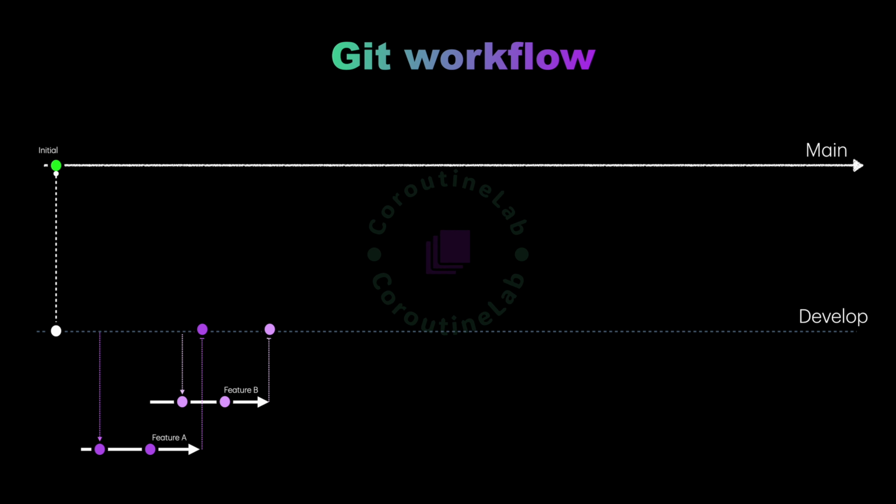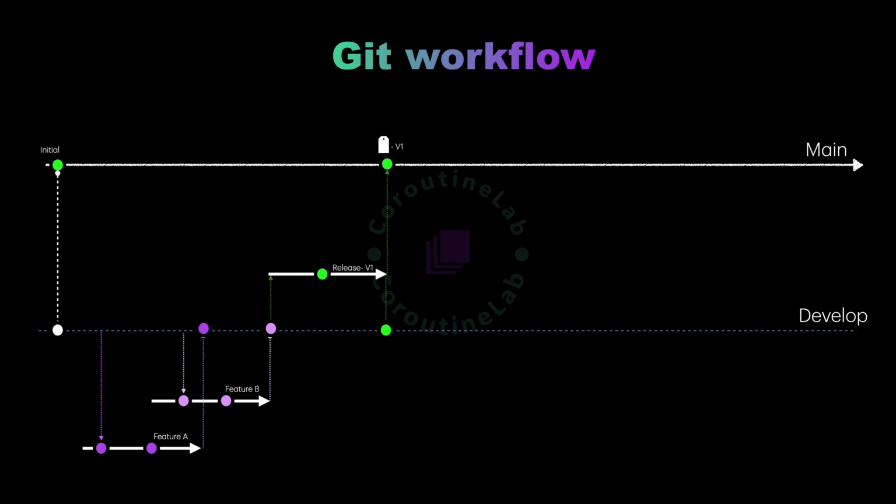When a release is planned, a release branch, example, release version 1.0, is created from develop. On the release branch, only bug fixes, minor improvements, or documentation updates are made. After user acceptance testing is complete, the release branch is merged into both main and develop, ensuring all updates are integrated. A release tag, example, version 1.0, is added to the main branch to mark the production release.